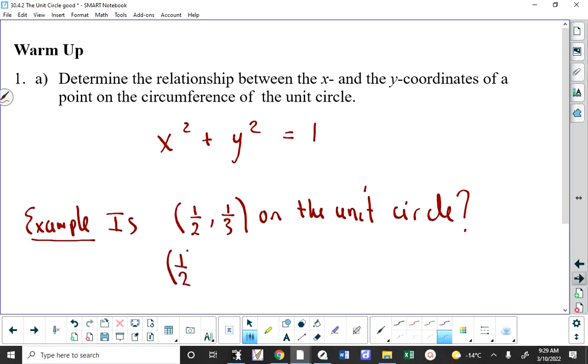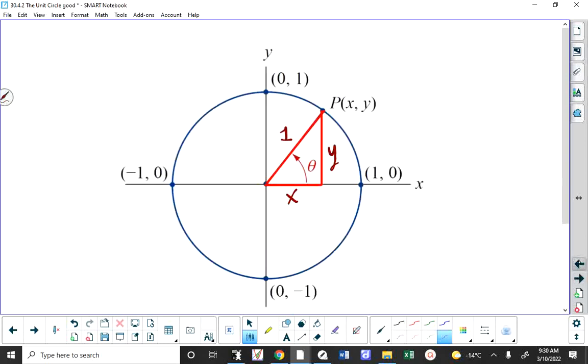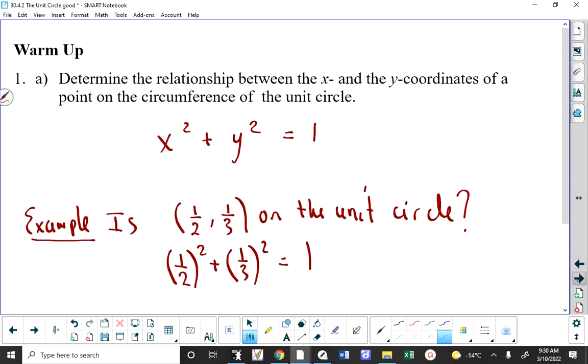I can take 1 half quantity squared plus 1 third quantity squared. This has to equal 1. And you know what? I'm going to back up for a second. I said something here that it's not wrong, but I need to clarify. The Pythagorean theorem says the hypotenuse squared equals the square of the other sides added together, right? This is what the Pythagorean theorem says, what I've just written. Why did I not put the squared on the 1 when I wrote my answer to question 1a? Why didn't I put squared there, Jonathan?